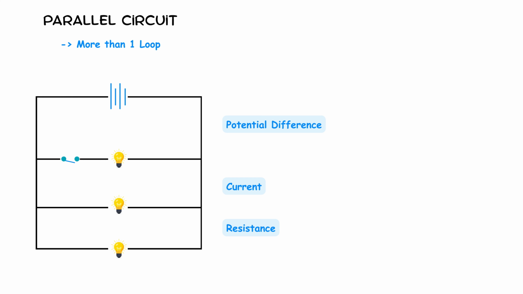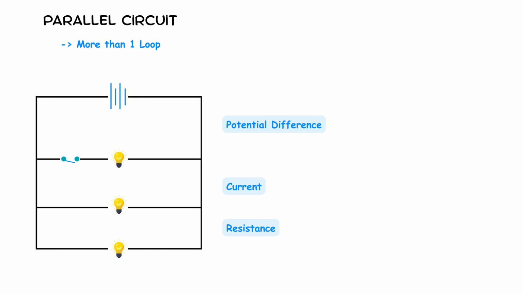In today's video, we're going to explore parallel circuits, and in particular we'll consider how they deal with potential difference, current, and resistance. Parallel circuits are those that contain more than one loop, and in most cases, each loop will contain just a single component. This design makes parallel circuits much more useful and practical compared to series circuits, because when each component has its own dedicated loop, a failure in one component doesn't affect the rest of the circuit.